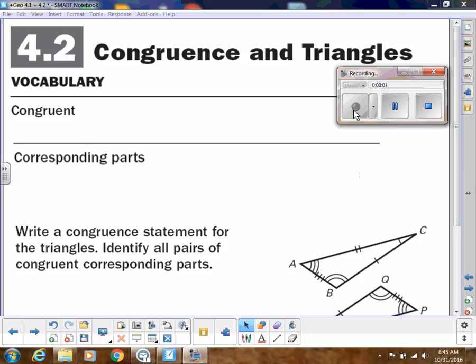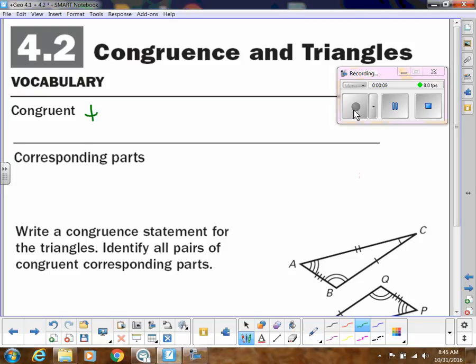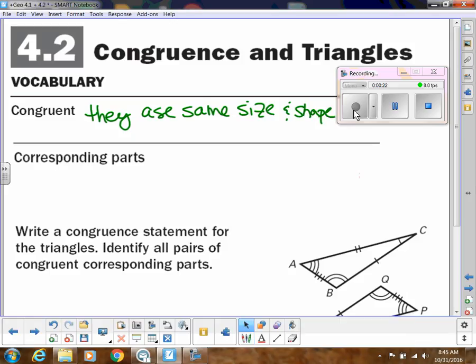In this lesson, we're specifically talking about congruent triangles, and a reminder that congruent means that things are the same size and same shape. We've used this a lot with segments and angles, but now we're applying it to triangles because triangles are just a conglomeration of angles and segments put together.